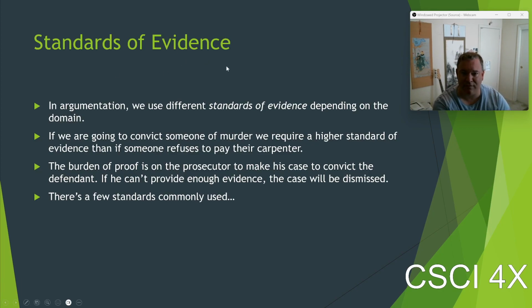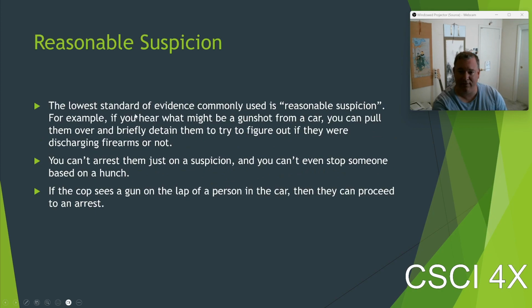Okay. So, standards of evidence. There are different standards of evidence in law and in argumentation and in real life. The lowest level is reasonable suspicion. This is like, I don't know, 10% confident that somebody did something, right? You heard something, it might be a gunshot, it might have been a car backfiring, but it sounded kind of like a gunshot to you coming from that car. That's enough reasonable suspicion for you to pull them over. Cops are not supposed to pull you over just because. Especially pulling people over because they're black, right? Will Smith got pulled over because he was a black guy driving a nice car, right?